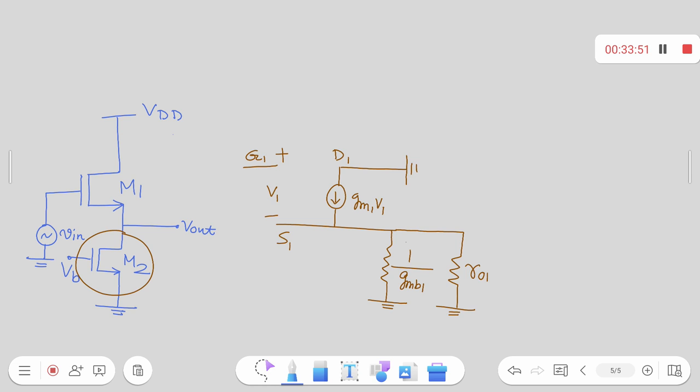Source is grounded. So you have R0 2, 1 upon GMB2? Yes or no? Okay. 1 upon GMB2? No. No 1 upon GMB2. And what about 1 upon GM2? Will there be 1 upon GM2? No, cancel. Only this? Okay. Then what will be the voltage gain?